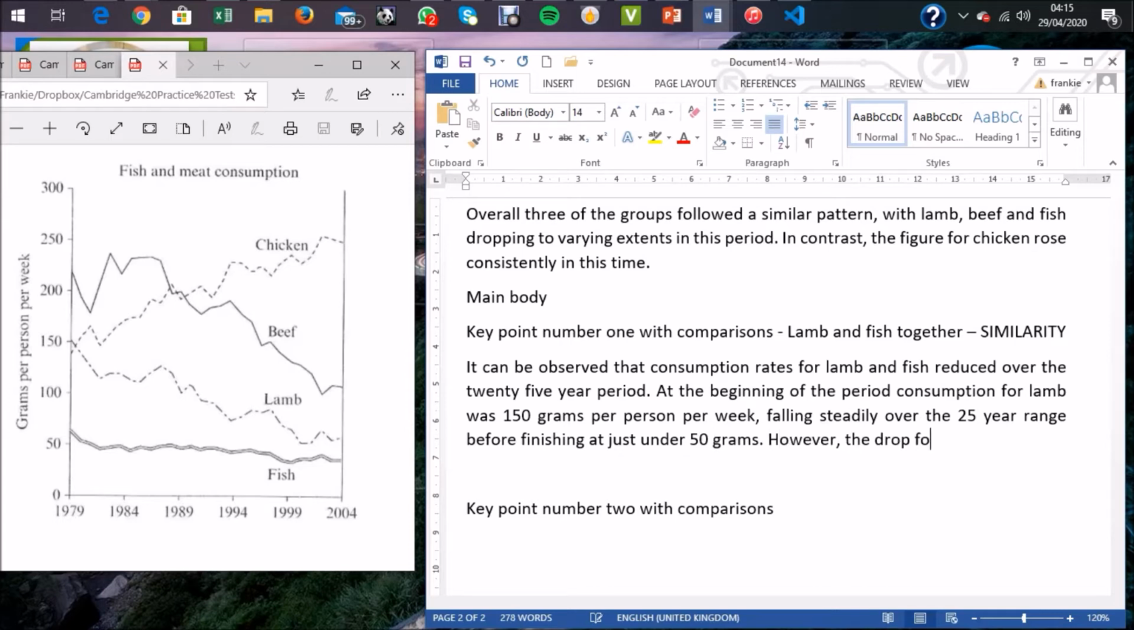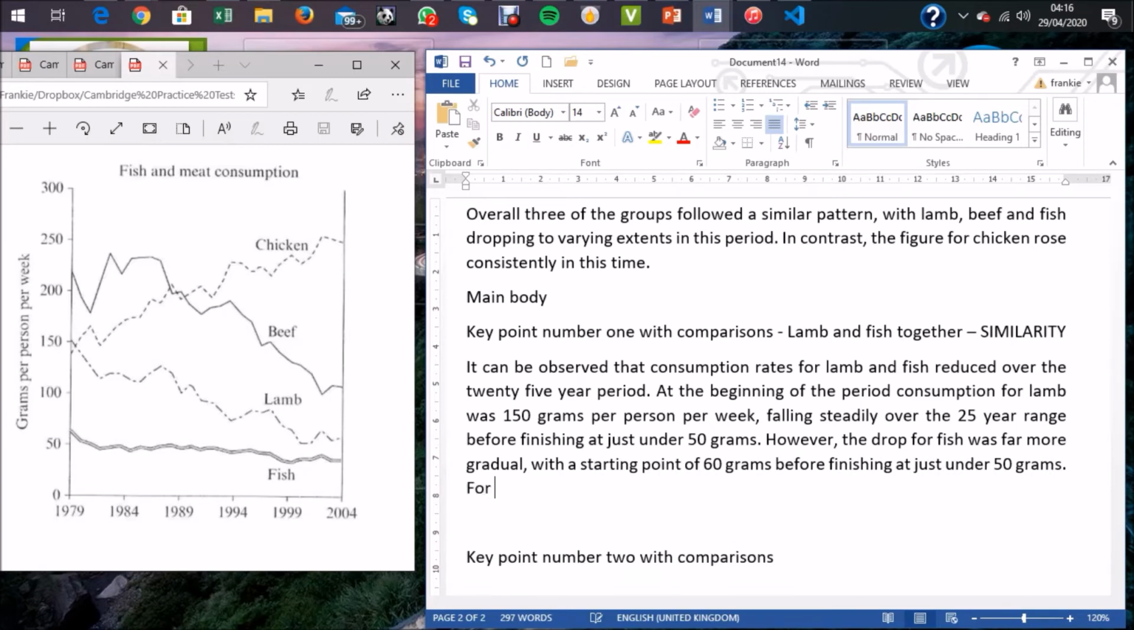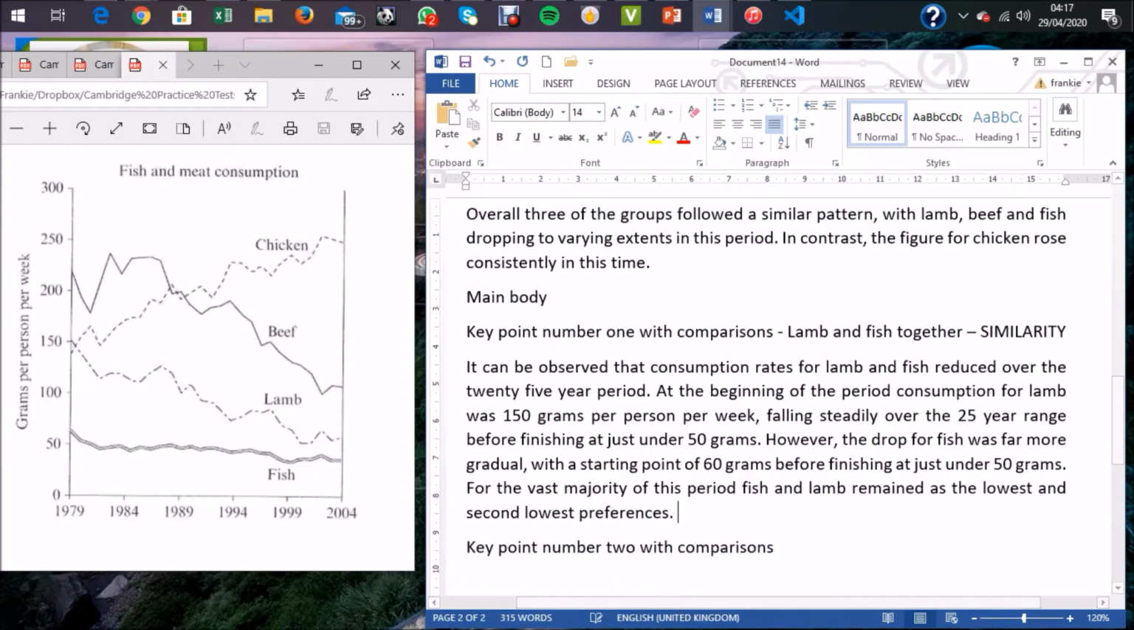However, the drop for fish was far more gradual, with a starting point of 60 grams before finishing at just under 50 grams. For the vast majority of this period, fish and lamb remained as the lowest and second lowest preferences. Okay guys, so at that stage we have completed key point 1.